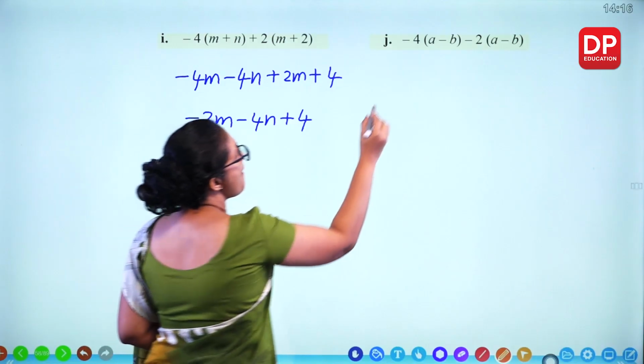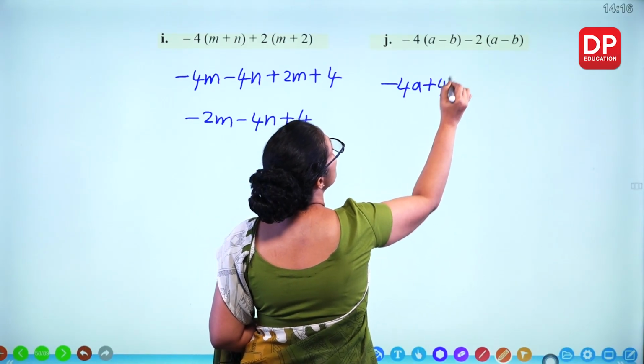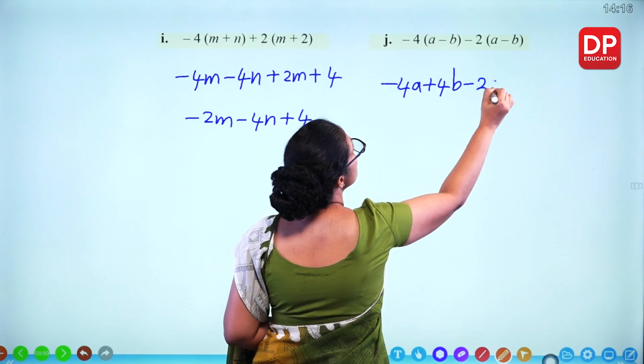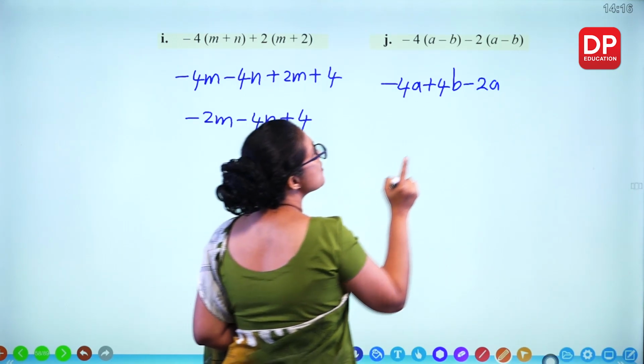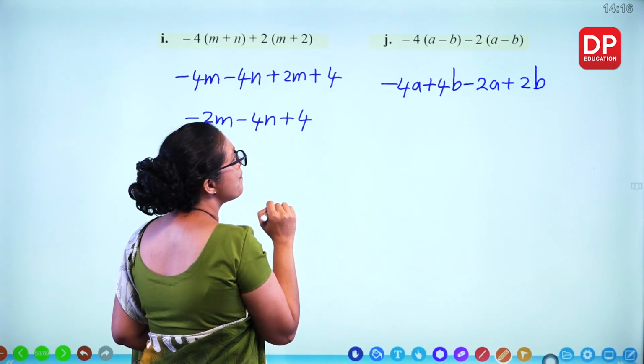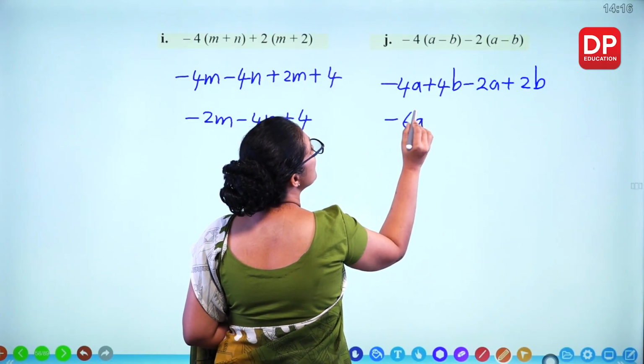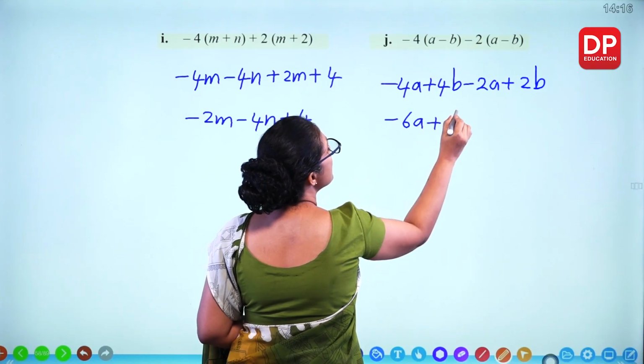This one, minus 4a minus minus plus 4b. Minus 2a. Minus 2 times minus b, plus 2b. Minus 4 minus 2a, minus 6a. 4b and 2b, 6b.